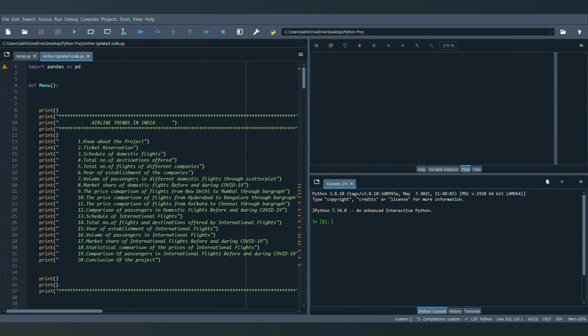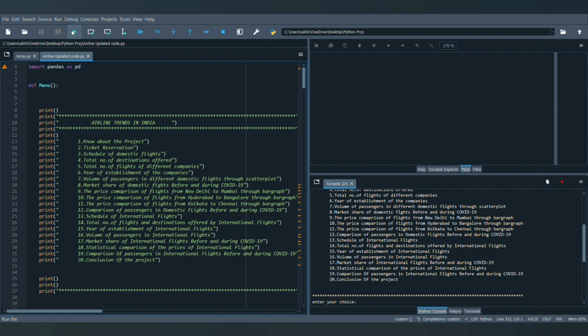So this project will help us to statistically compare the different airline companies in terms of their prices, their domestic share in the market and the passenger load factor and many more. And this project even has a ticket reservation system code.